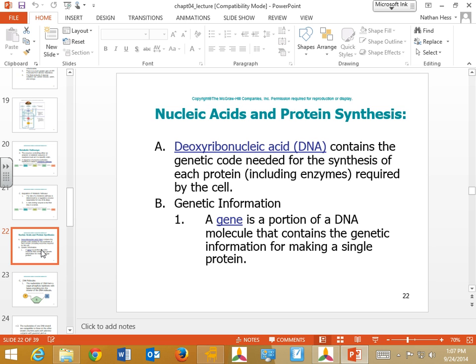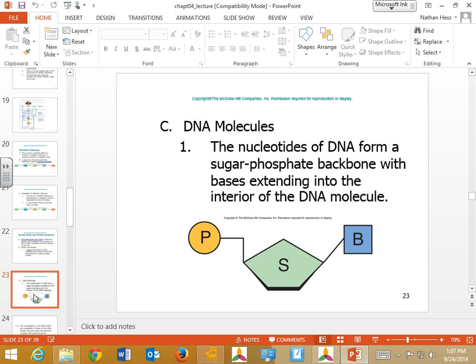So when we talk about a gene, that means here are the instructions, here's the recipe for one protein. Okay? Remember, DNA has 3 parts. The phosphate and the sugar are like the backbone, and then you have this base that's sticking on the front. And truthfully it is all about that base.